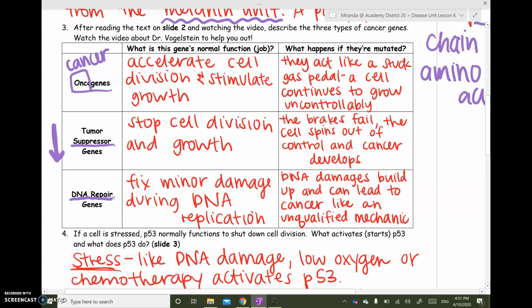So what happens when they're mutated? Cancer genes, if they're mutated, they kind of act like a stuck gas pedal, so like a runaway car. And so the cell is going to continue to grow forever and ever. Tumor suppressor genes, if they're mutated, they're supposed to act like brakes. And if the brakes don't work, obviously we have an out of control car, and in your cells, that means cancer. And then DNA repair genes are supposed to fix stuff like a mechanic. And if the mechanic doesn't do its job right, then your car isn't going to get fixed.